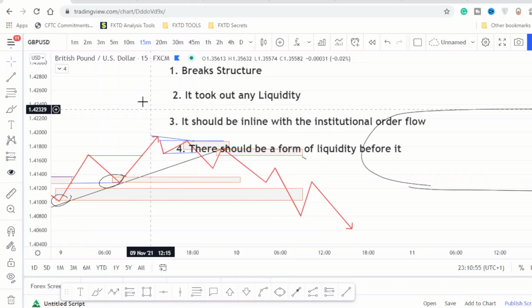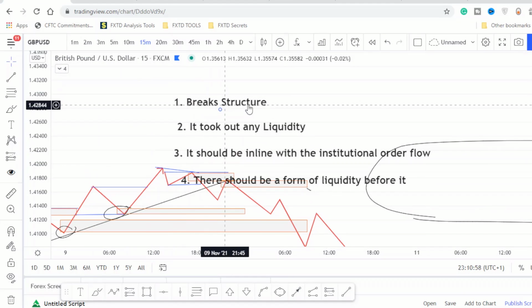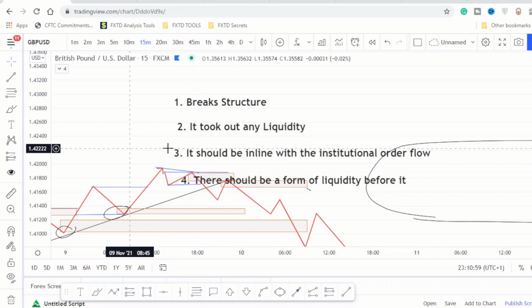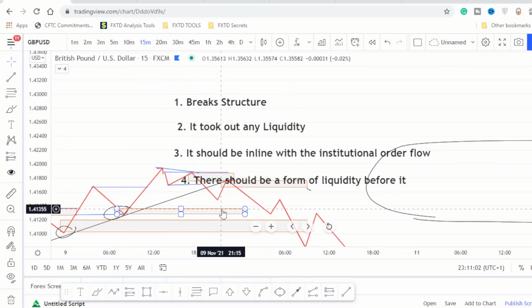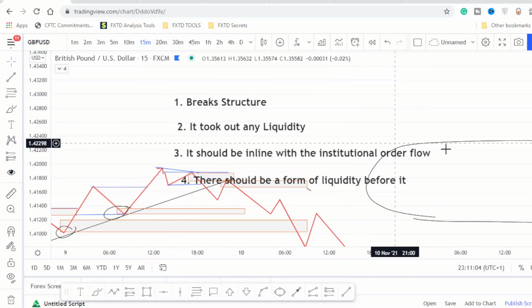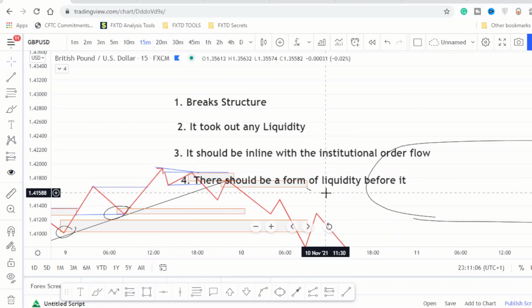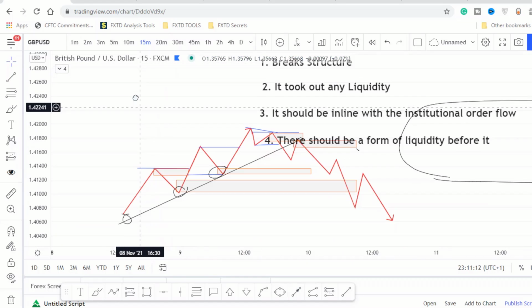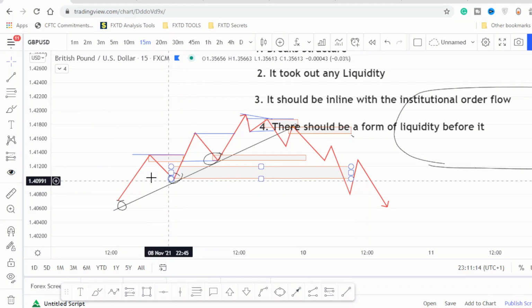In case you did learn, first remember there should be a break in structure. It should take out any liquidity. It should be in line with the institutional order flow, and there should be a form of liquidity before it. When you have all of this set up, believe me guys, you are going to change the way you trade forever.